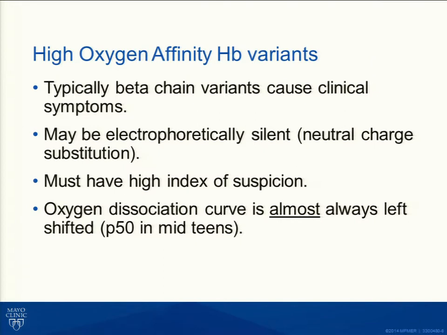Now, if the new amino acid has the same side chain charge as the one it's replacing, that's the neutral charge substitution, and we simply won't see that it's present. So it goes without saying that you have to have a high index of suspicion in these cases of erythrocytosis, and a negative hemoglobin evaluation, depending on the laboratory that you send it to, may not be sufficient. In this regard, the oxygen dissociation curve is very valuable because in these cases of high oxygen affinity hemoglobin variants, the oxygen dissociation curve is almost always left shifted with a P50 down in the teens.